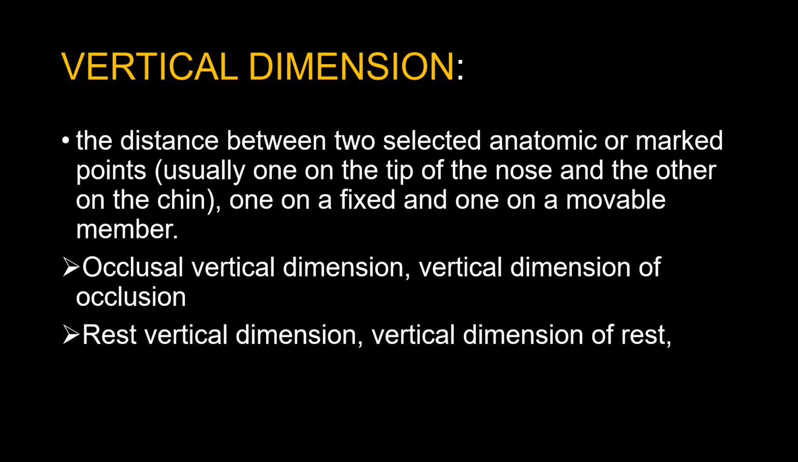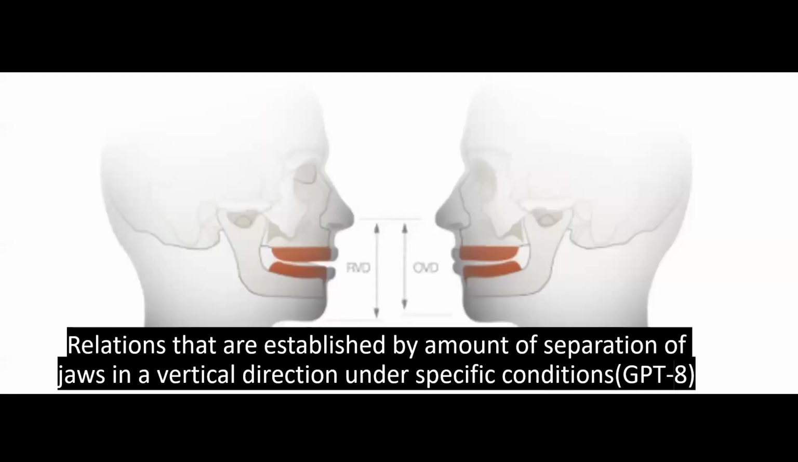While recording your vertical dimension, there are two distinct dimensions that need to be recorded. The first is the occlusal vertical dimension, also known as the vertical dimension of occlusion, and the rest vertical dimension, which is commonly called the vertical dimension of rest. So, according to GPT-8, the relations that are established by the amount of separation of the jaws in a vertical direction under specific condition is known as the vertical jaw relation record.